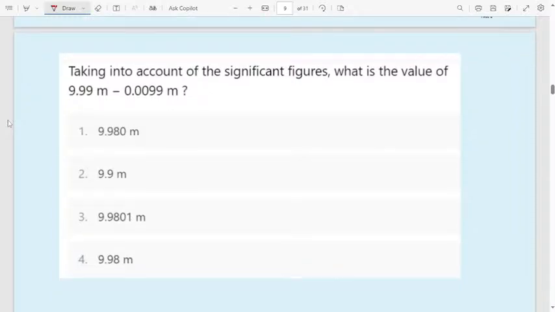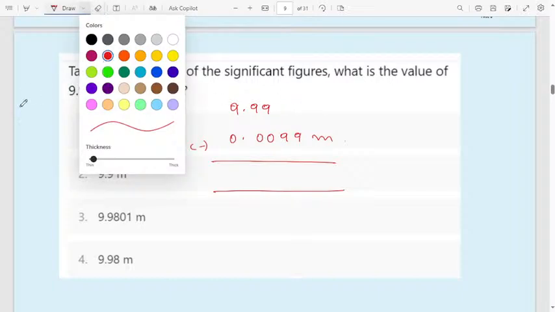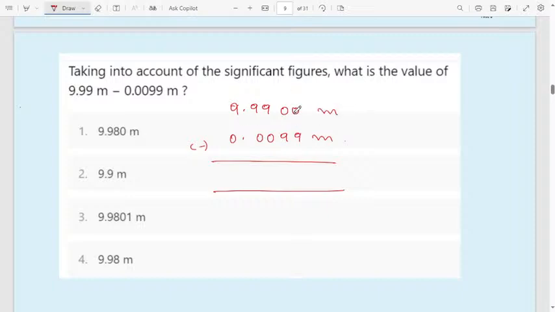Taking into account the significant figures, what is the value of 9.99 meter minus 0.0099 meter? You have to do subtraction. Subtraction follows the same rule as for decimals. I will write meter here, otherwise nothing is there, means 0 only. Then here borrow 10, 10 minus 9 is 1, then 9 minus 9 is 0. This becomes 8, then 9, 9. We get 9.9801. This one you have to round off to 2 decimal places.